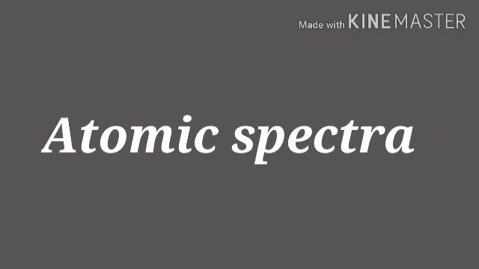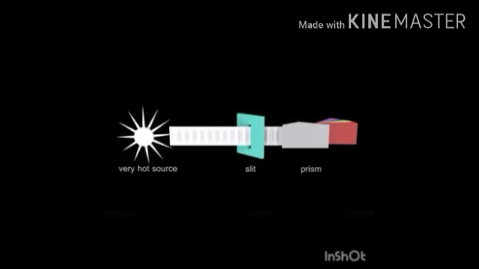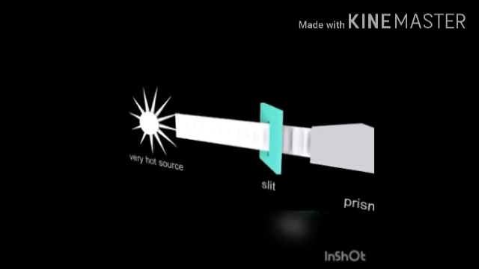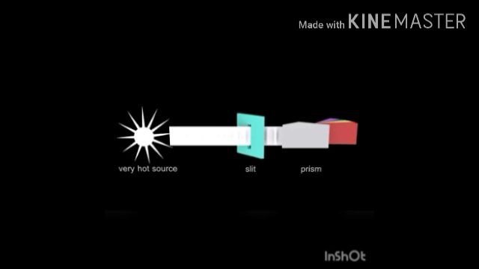Next we see the topic of atomic spectra. Spectra means colors. It will be observed that when white light is examined through the spectrometer, we obtain the electromagnetic radiations of all the wavelengths, which is the continuous spectrum. Okay, we know the materials, that is solid, liquid and gases.